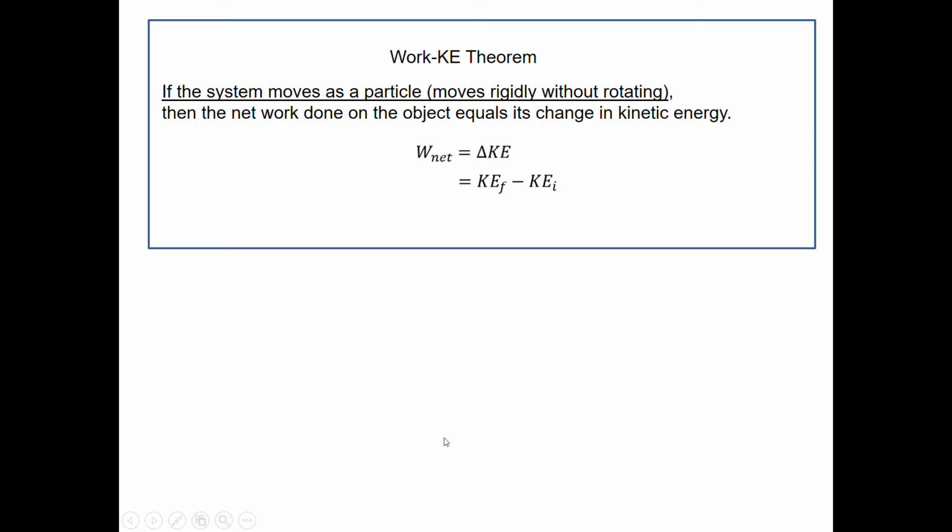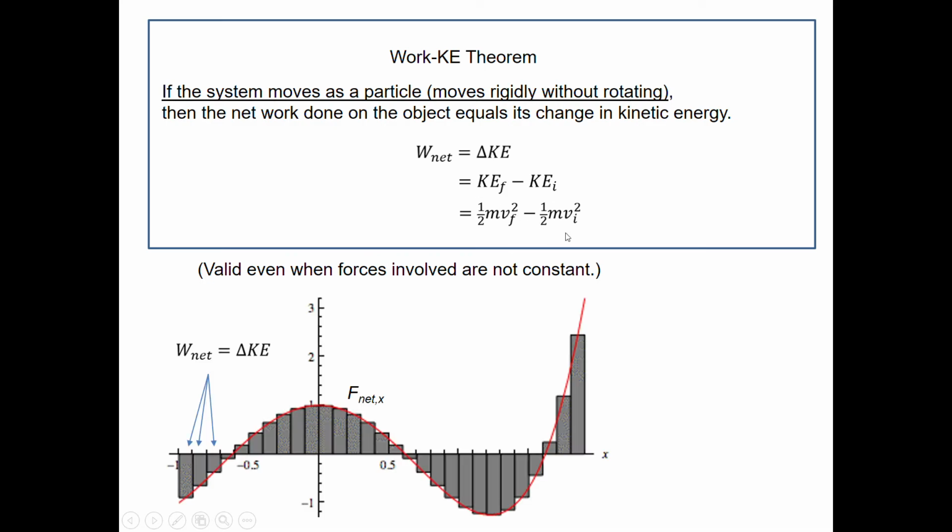So just to summarize, we're assuming the system moves as a particle. This wouldn't be true if it didn't move as a particle, in other words, if it weren't rigidly moving without rotating at all. And in that case, the net work is equal to the change in the kinetic energy. And in fact, even though we assumed the forces were constant, this relationship is true even if the forces are not constant. Here's a little argument for that.